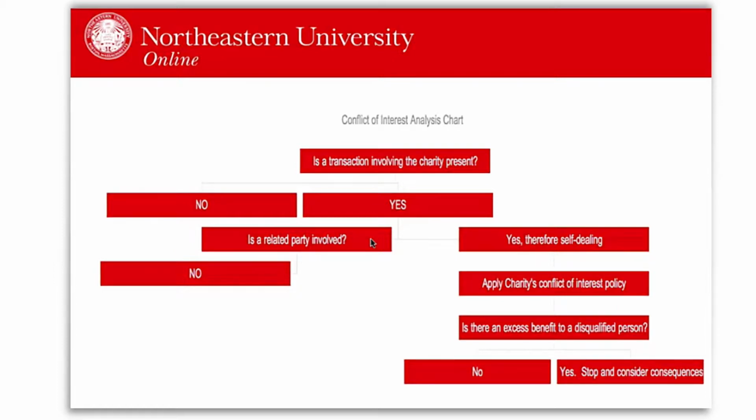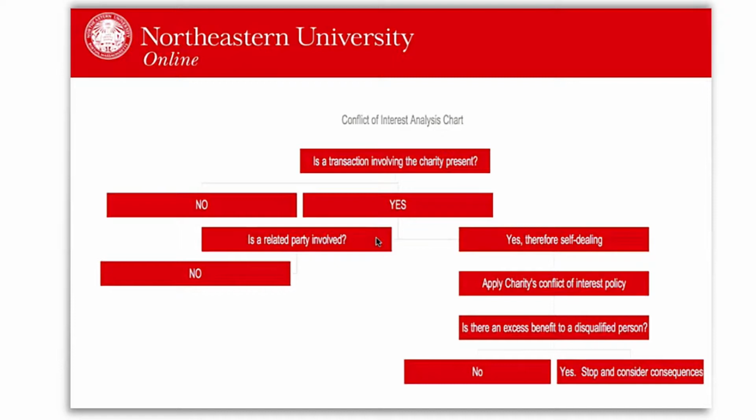What's a disqualified person? A disqualified person is anyone who is in a position to substantially influence the decision making of the organization, and a family member of anyone who's in a position to substantially influence the decision making of the organization. Those are individuals who are disqualified persons. But a related party also includes entities that aren't individuals, like a business. Now, if a disqualified person has a large ownership interest in a company, and that company is involved in the transaction, that company is a related party.